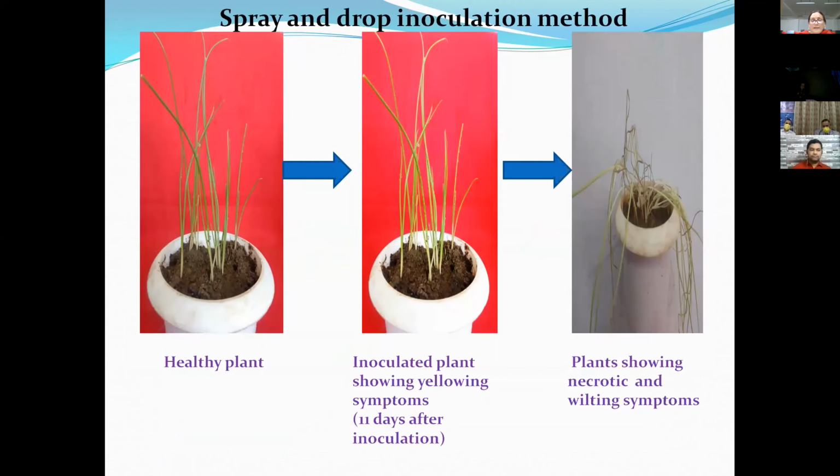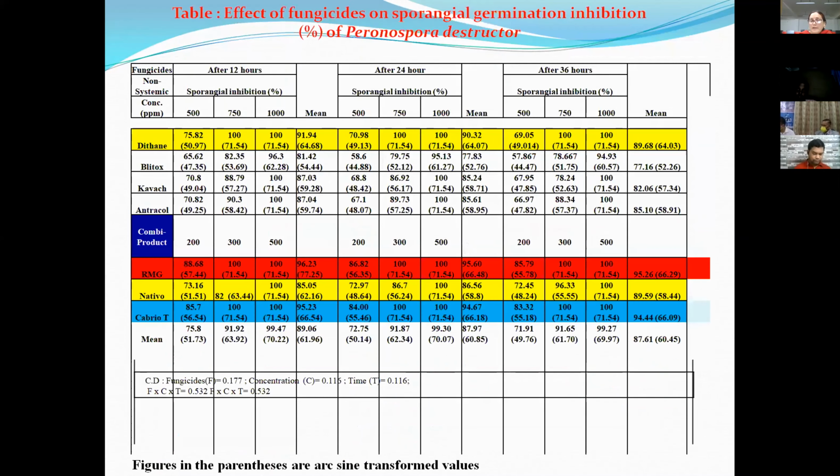And this is in healthy plants. Then we have inoculated, and the yellowing symptoms appear within 11 days. Thereafter, we see the dropping of the infected plants with symptoms like these over there. So we have to compare these SAR chemicals along with the fungicides.